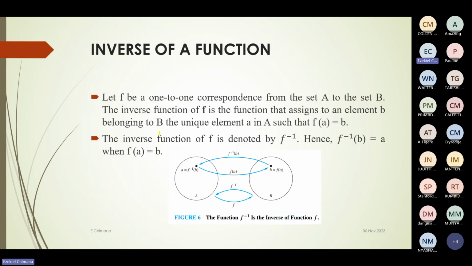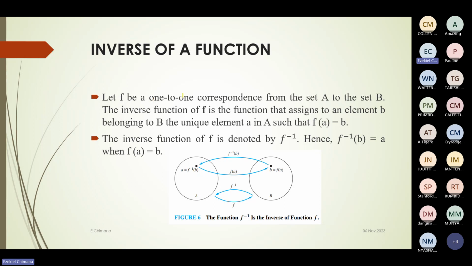Let me go on to the inverse of a function, just like the inverse of a relation. So it's the inverse of a function. There isn't much that we can talk about here on the inverse of a function, and do not ask much, which is more than this.